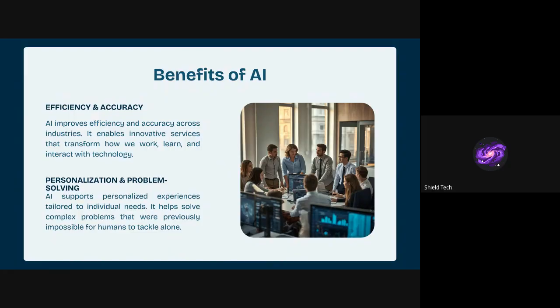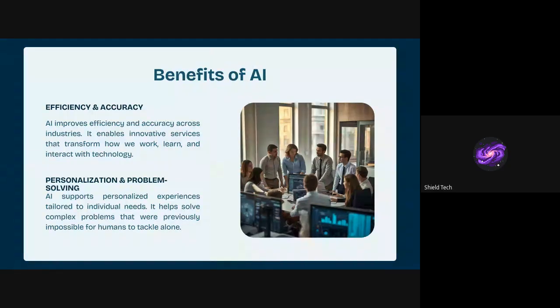So efficiency and accuracy across industries, and innovative services that transform how we work and learn. With advancement, most of us didn't have access to these things before. Imagine something like that happens now, and you have about 3 people in the office, and the job of 20 people is to be done. With the use of AI, that can be done. So it gives you accuracy, it saves time, and gives you more accurate work, which enables innovative services that transform how we work, learn, and interact with technology. Personalization and problem solving.